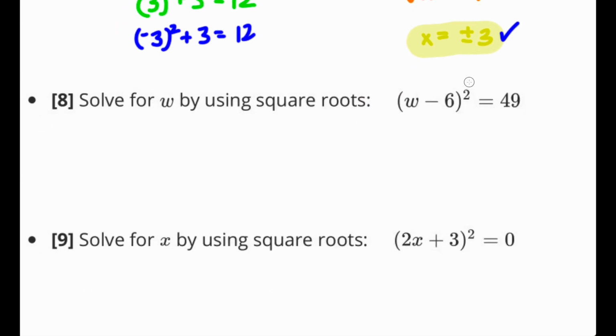So the square is already isolated, so I'm just going to square root both sides. Now remember, square root it and caboot it. You always want that plus or minus. Do not forget about that. That's an easy thing to forget about. And you end up with plus or minus 7 because the square root of 49 is 7.